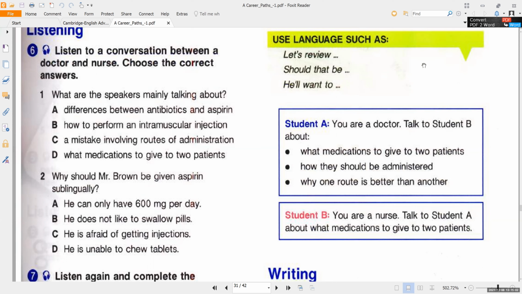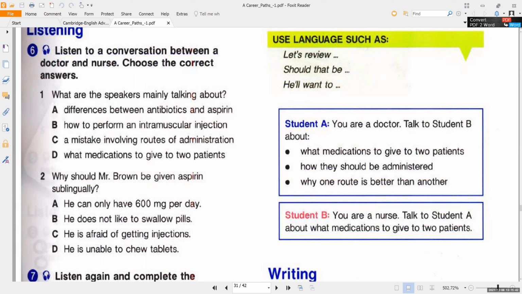Exercises 6 and 7, page 29. Cindy, let's review these patients' meds before I head out. Sure thing, Doctor. Ms. Fulton should receive 150 milligrams of antibiotics twice daily. Should that be administered PO or through an injection? An IM would work better. Second, Mr. Brown can have aspirin if he asks for it, but not more than 600 milligrams per day. Okay, he'll want to take that sublingually, right? Yes, he can't chew tablets. Got it. Thanks, Doctor. Have a good night.